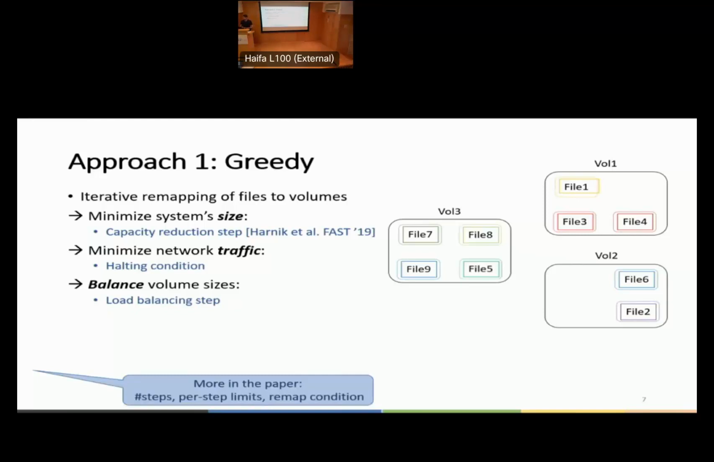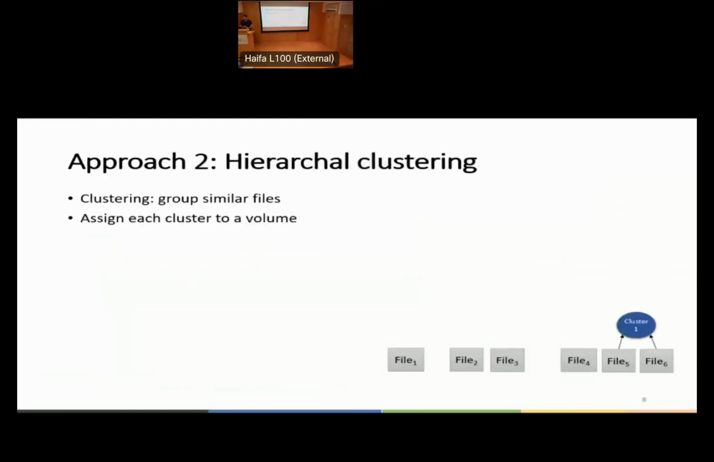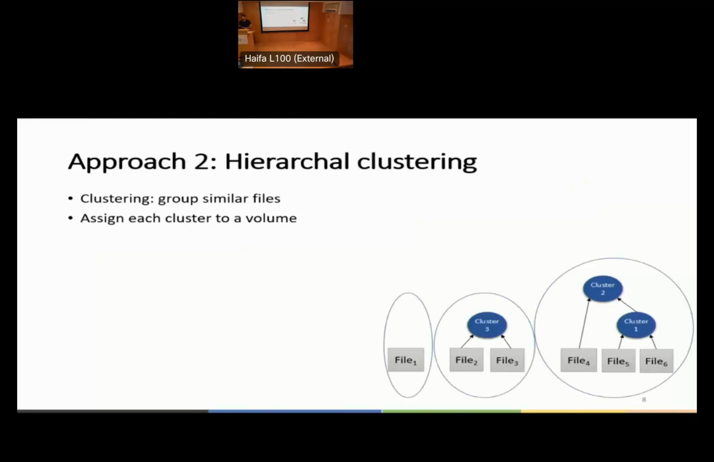Our second approach is the clustering approach, which is basically grouping similar files together. Because we want files that have high similarity in the same volume, we basically want to merge those files. And at the end of the process, we have a few clusters, and every cluster is then assigned to a different volume. So the 3 goals that we had are addressed by the following steps.